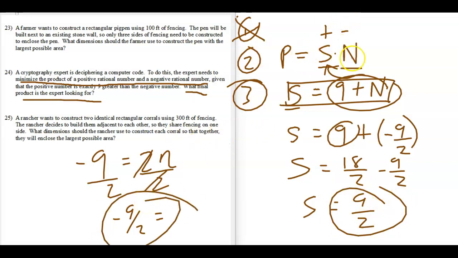Finally, the question is, what is their product? So my positive number is 9 halves. My negative number is negative 9 halves. And therefore, the final product will be negative 81 over 4 is my final answer.